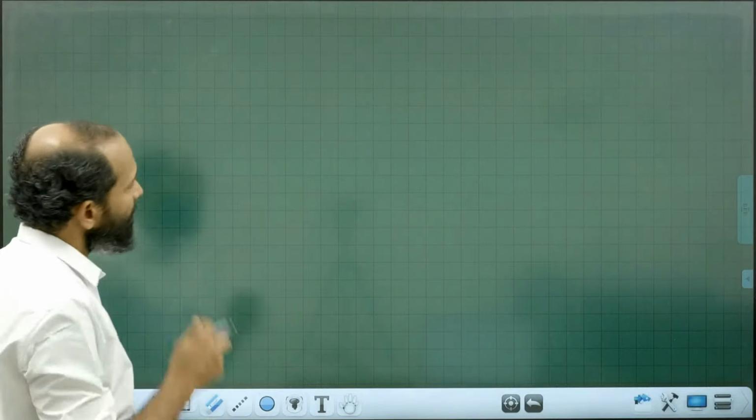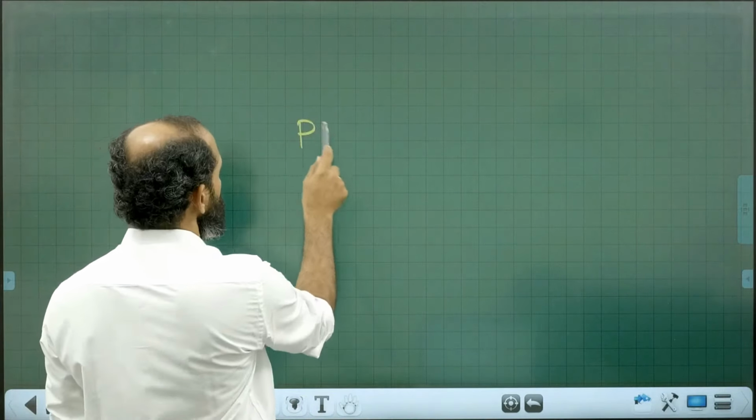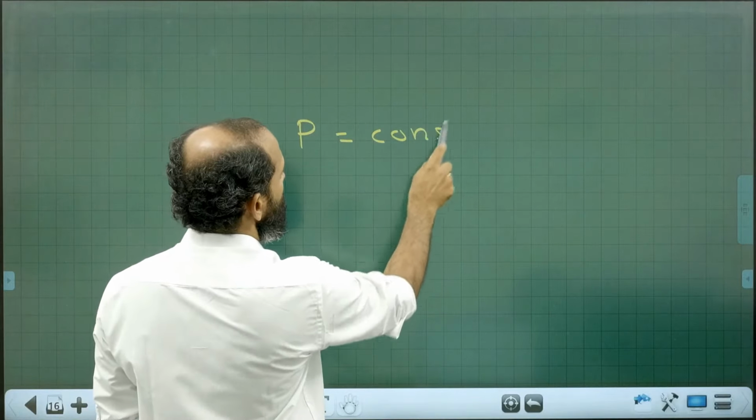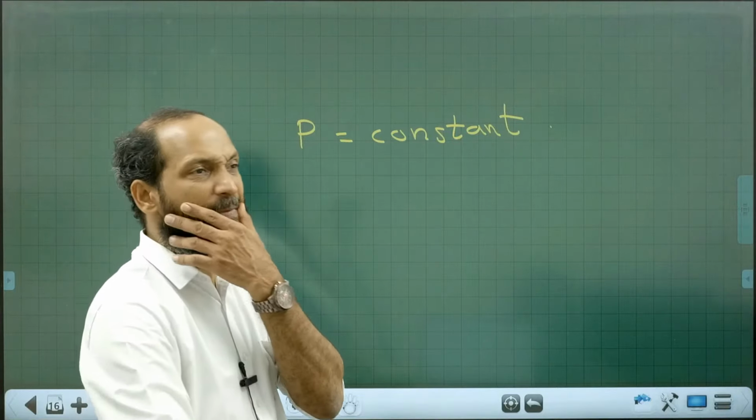One of the applications, a very popular application, I will tell you: if power is a constant, given power is a constant, the dimensional method can be applied mathematically like this.